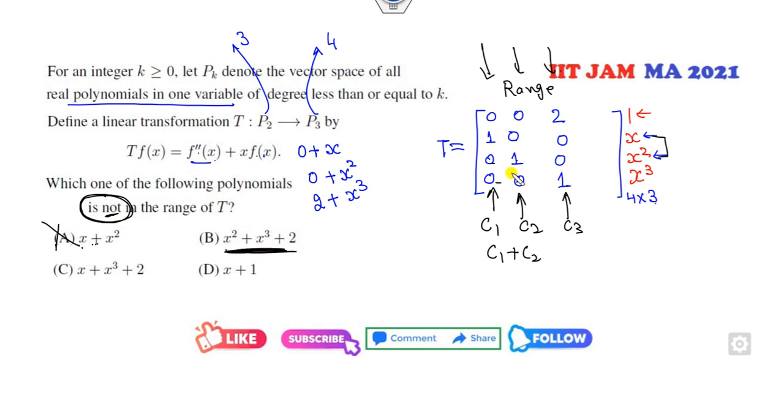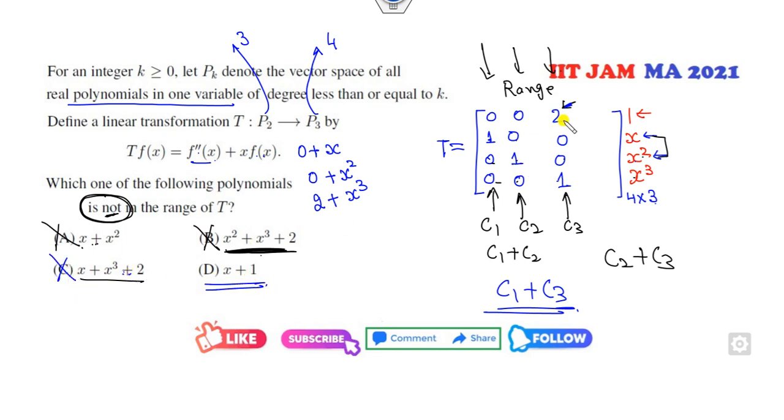Can you make this term from the columns? 2, that's a constant, x square, this term, and x cube. So if I add C2 plus C3, fine, you will get this term. So this option is also a correct option. X plus x cube plus 2. 2 is my here, x is my this, x cube is my this. It means if I add C1 plus C3, then you can easily make this one.